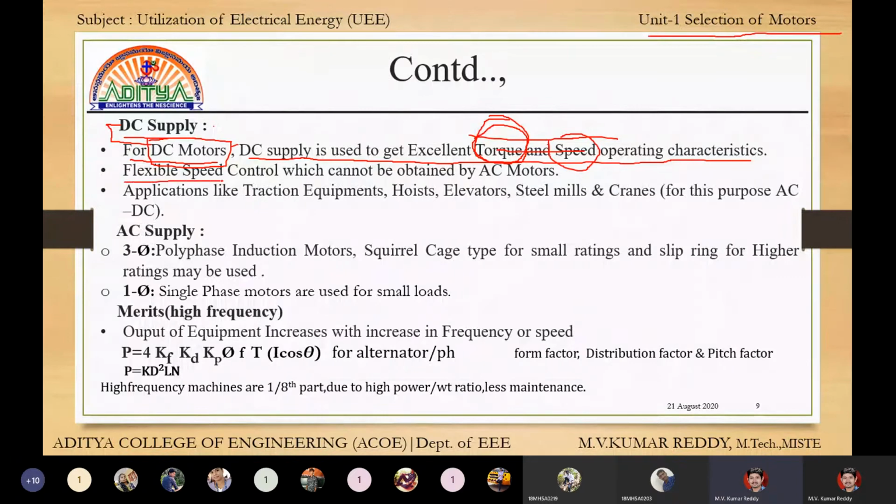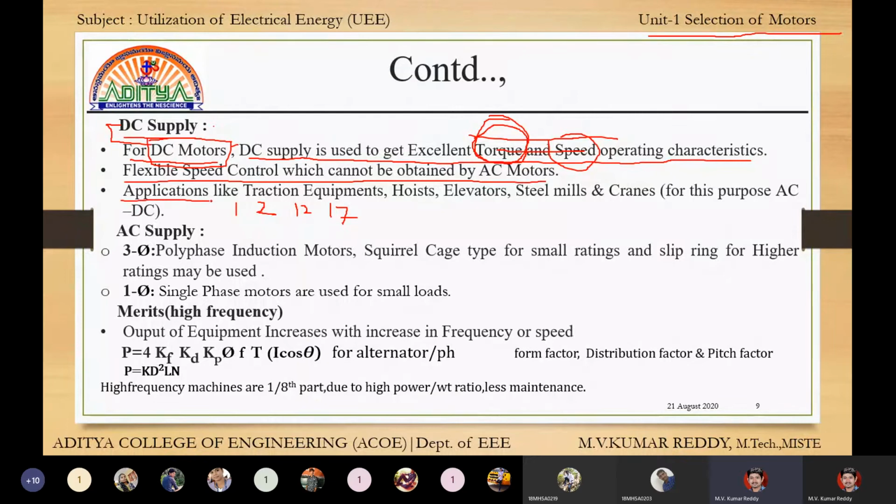Next, flexible speed control, which cannot be obtained by AC motors. Flexible speed control means we can control DC motors at any fine speed. Fine speed means a small speed. That may be 1 rpm, 2 rpm, or 12 rpm, 17 rpm, any rpm. It can be maintained at any rpm.